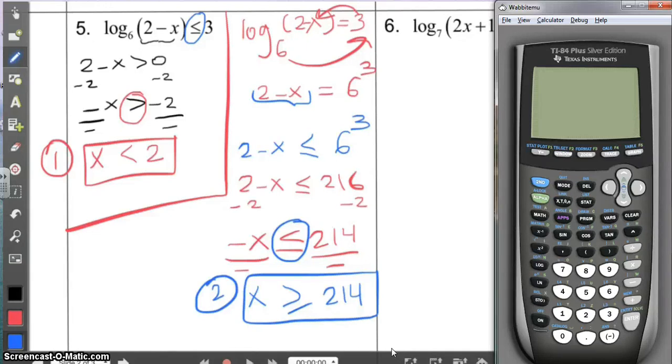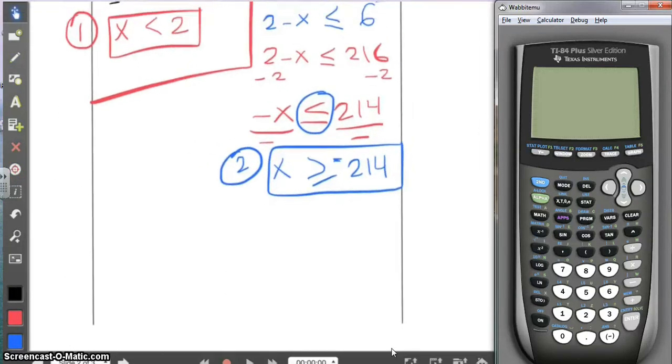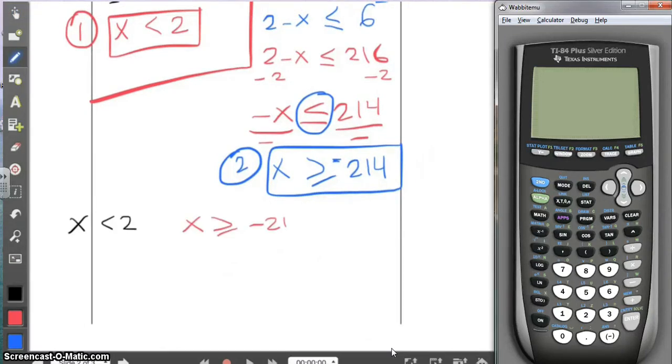Since we have two answers, did I make a mistake? Yeah, because 214 divided by a negative number would be negative 214. So now let's move on. Since we have two answers, x smaller than 2 and x greater or equal to negative 214, we have to put that on the number line. So that's going to be a negative 214.